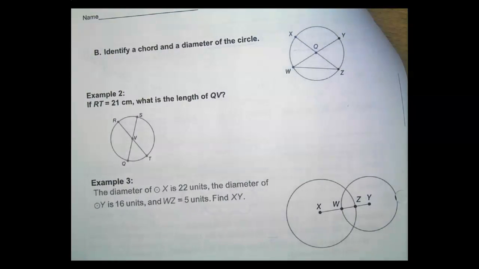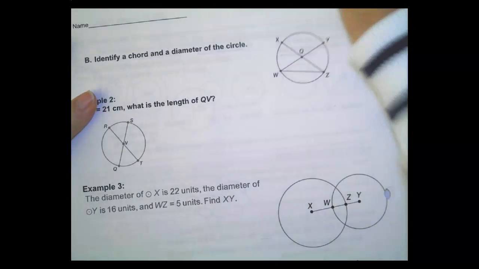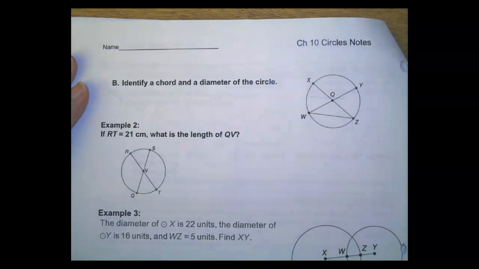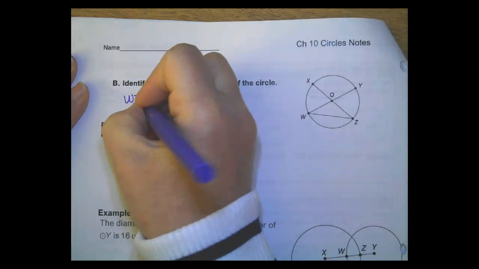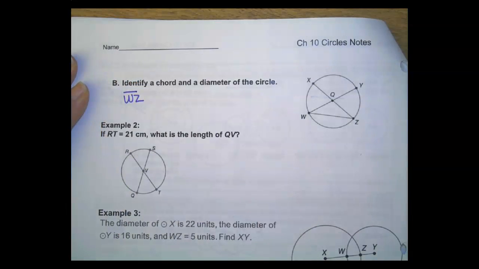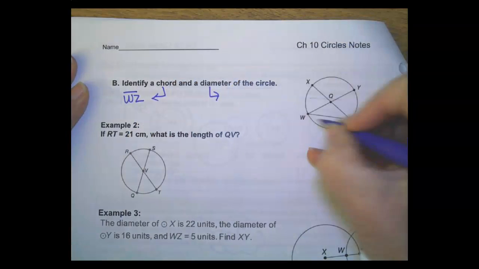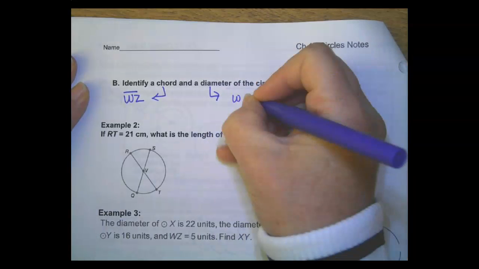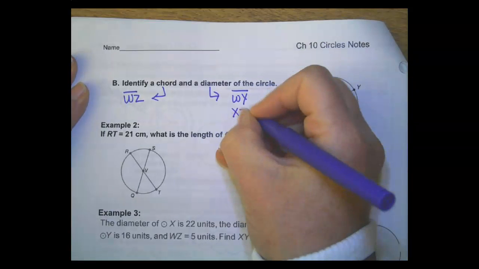All right. Identify a chord and a diameter. So here we get to do that. Okay, so a chord, I'm all sideways. A chord would be WZ. And then the diameter, I think we have two because they both go through the center, so WY and XZ. Perfect.